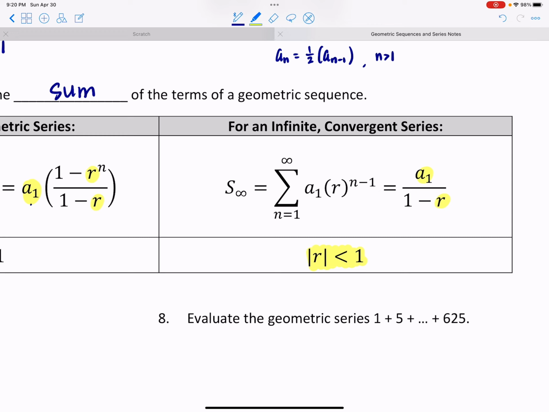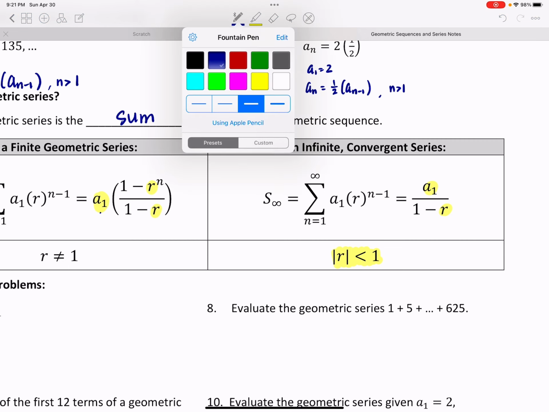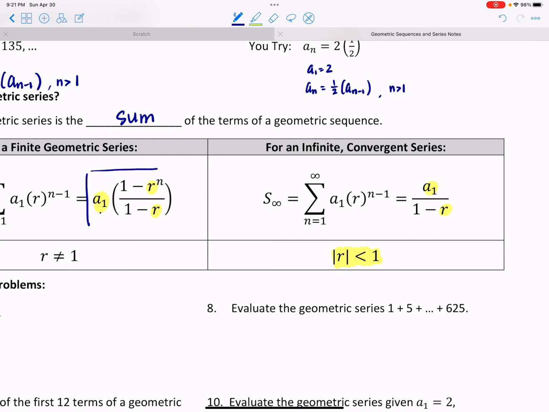So whether we're multiplying by a positive or a negative, if we see the values converge, so we have something between 0 and 1, positive or negative, for our ratio, that's going to happen, okay? So we've got all this notation in here, but basically two formulas. If it's finite, this is our formula. If it's infinite and convergent, this is our formula, okay?